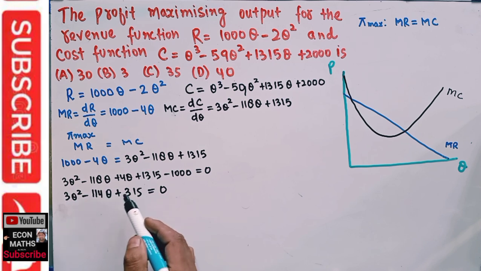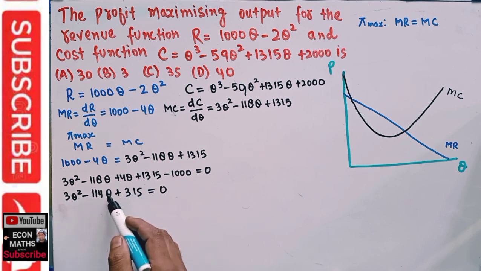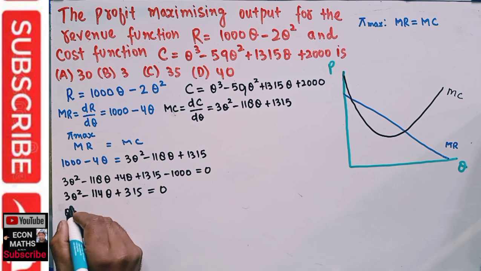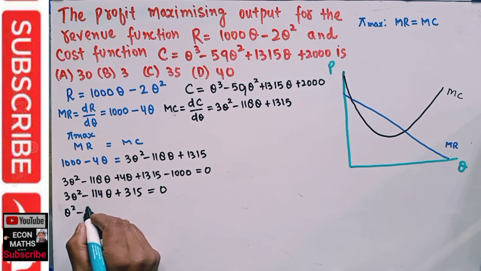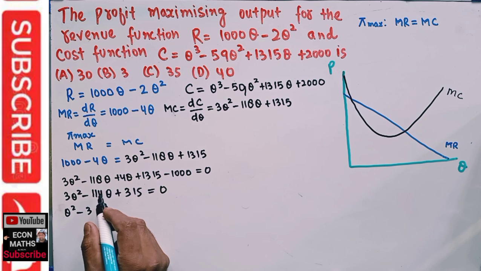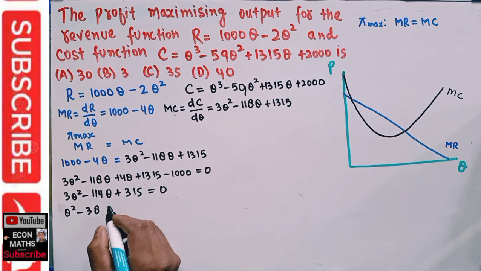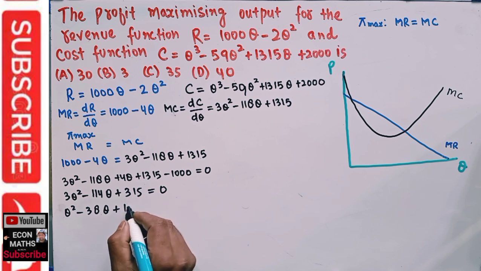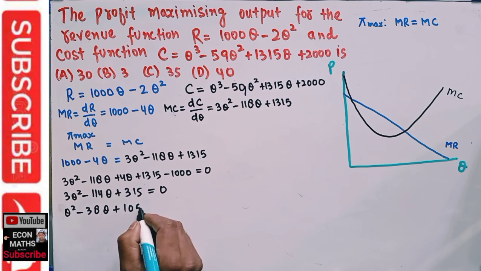All the terms, be it the constant term or the coefficient of Q or Q², are divisible by 3. That means we divide both sides by 3, so we get Q² - 38Q + 105 = 0, since 3 into 38 is 114 and 3 into 105 is 315, and we set it equal to 0.